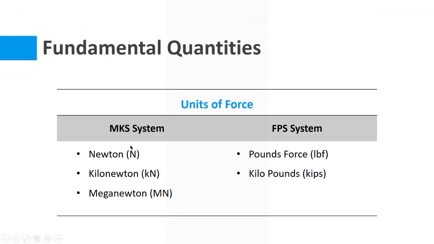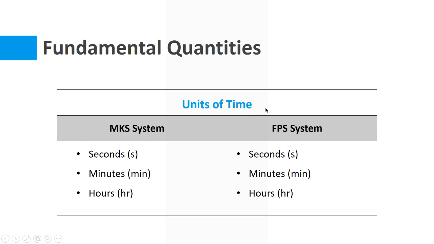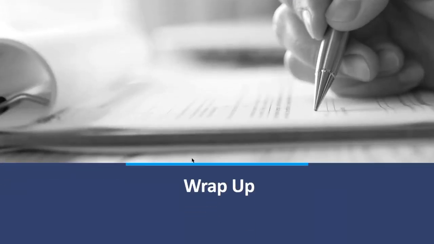The common units for forces in the MK system are newton, kilonewton, and meganewton, while in the FPS system, as I discussed in the previous slide, they can be pound force and kilopounds, which is also known as kips. The pound force is abbreviated as lbf, so that it cannot be confused with the mass pound. The common units of time are seconds, minutes, and hours, and they are the same throughout the MK and FPS systems.